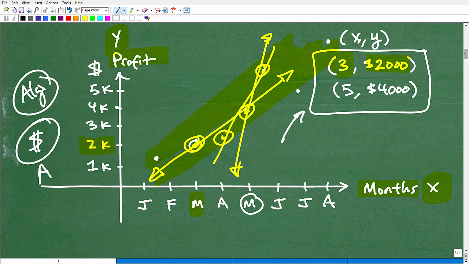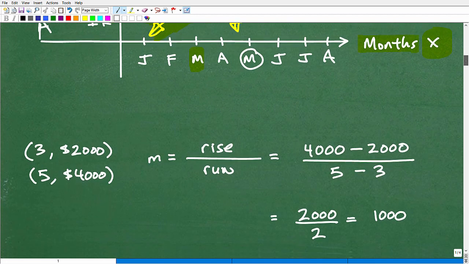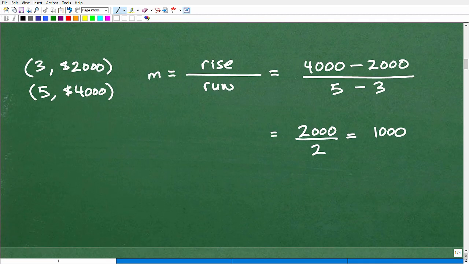So let's go ahead and determine the slope, given these 2 points, and then we'll figure out the equation of that line. Here are our 2 points. Remember, in month 3 we made 2,000, and in month 5 we made 4,000. We want to determine the slope, the rate of change. Rate of change is another word for the slope.